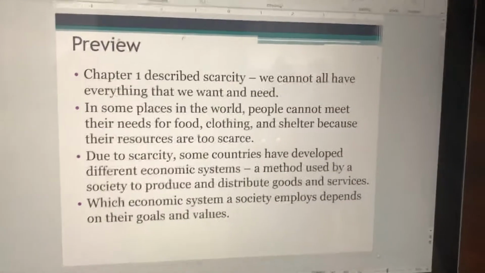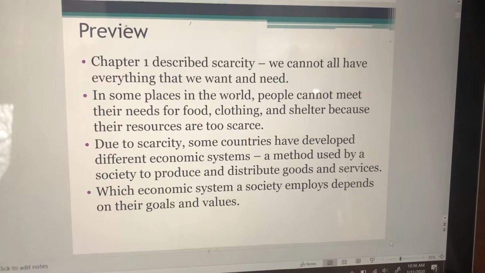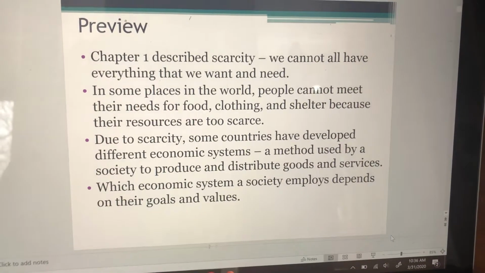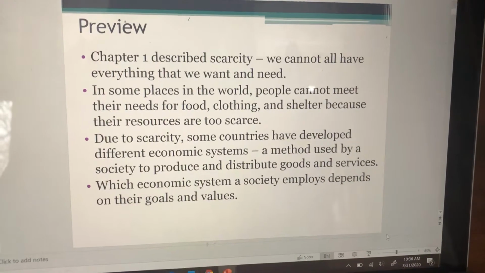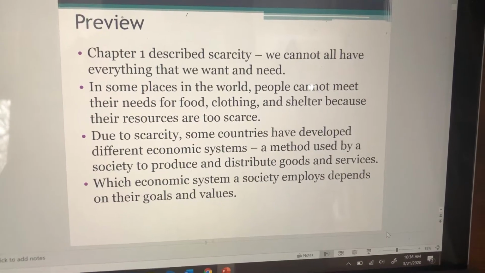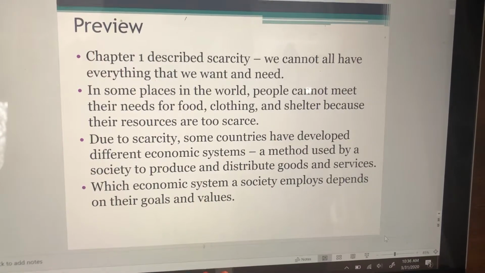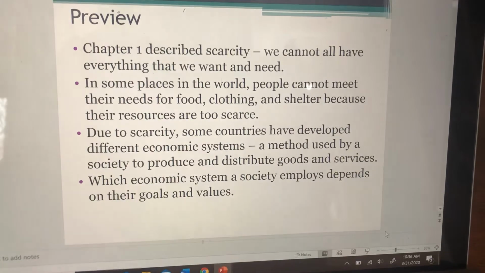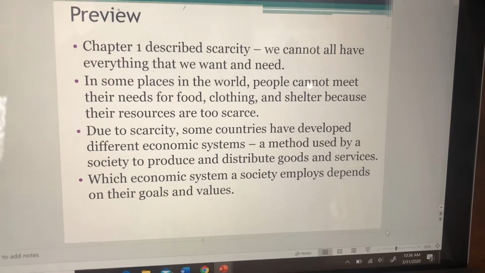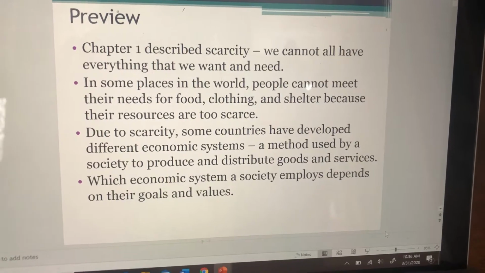If we remember in chapter 1, it describes scarcity, that concept that we cannot all have everything that we want and need. It's important to remember that we're very blessed here in the United States, that we have mostly everything we need. But that's not the case everywhere else in the world. There are other communities and countries where the people that live there can't meet their needs for food, for clothing, for shelter, because their resources are too scarce.